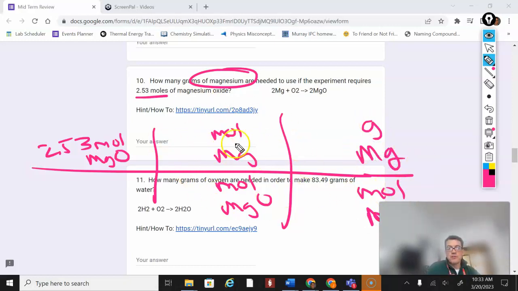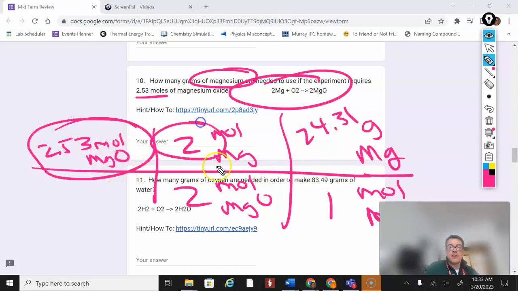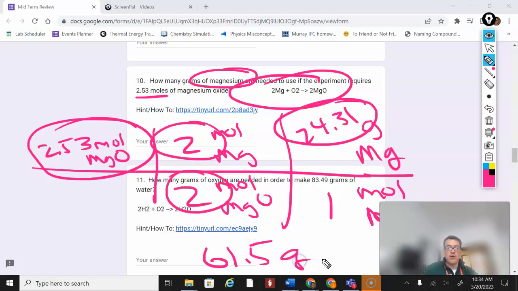So my first set of numbers to get is the molar ratio between magnesium and magnesium oxide. That's coming from a balanced chemical equation. There's a 2 in front of the magnesium. There's a 2 in front of the magnesium oxide. Basically, those are going to cancel each other out. Over here, this is our molar mass. Molar mass always has a 1 in front of the moles. And for the magnesium, I'm getting that from the periodic table, and I'm going to get 24.31 grams. So in calculator, 2.53 times 2 divided by 2 times 24.31, and it should give me 61.5 grams.